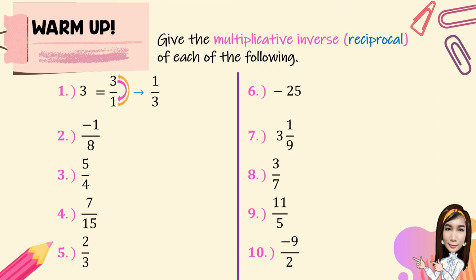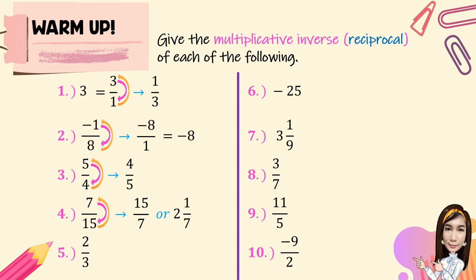For number 2, we have negative 1 over 8. Get the reciprocal, so the multiplicative inverse is negative 8 over 1, or simply write negative 8. For number 3, we have 5 over 4. So get the reciprocal, the multiplicative inverse is 4 over 5. For number 4, 7 over 15, get the reciprocal, or the multiplicative inverse is 15 over 7. And that is an improper fraction, so we're going to change it into a mixed number. And the result is 2 and 1 over 7.